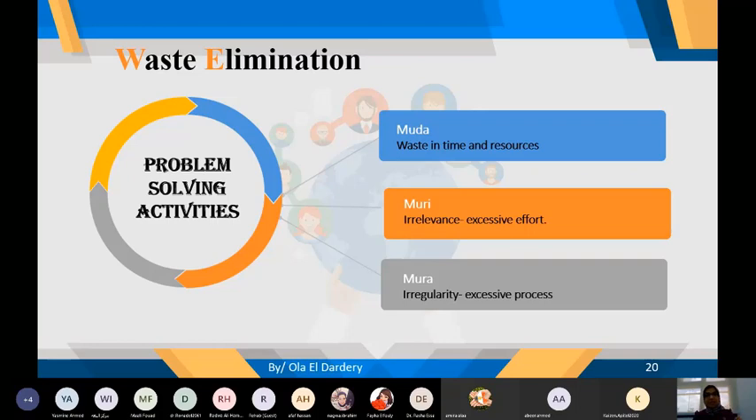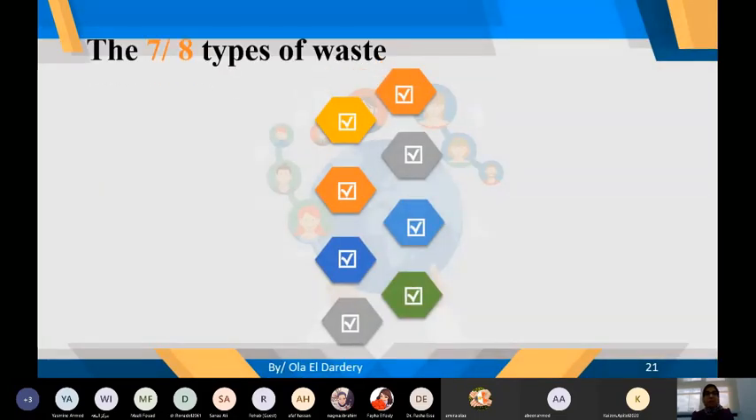There are necessary non-value adding activities and unnecessary non-value adding activities, and this is what we need to remove: the unnecessary non-value adding activities. So the three sorts that we need to solve a problem in any organization, or the sources of waste, are Muda, Muri, and Mura. And now we're going to talk about those eight types of waste.